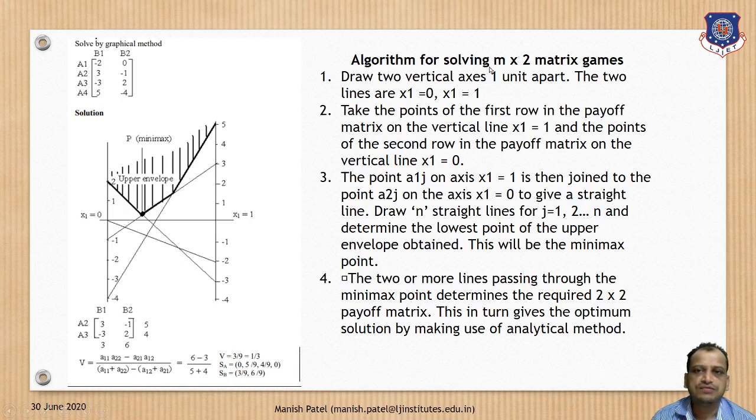Another example is given for M cross 2. Here what is happening is there are multiple rows and you have 2 columns. And here is the problem. Clear? If you see here, B has only 2 courses of action and A has multiple, or 4, courses of action. Again, you will draw two vertical lines. Clear? It is 1 unit apart. Why? Because Q1 plus Q2 is equal to 1, right? You already remember this. And what you will do, you will try to find out the lines. You will draw various lines based on the equations. Clear?